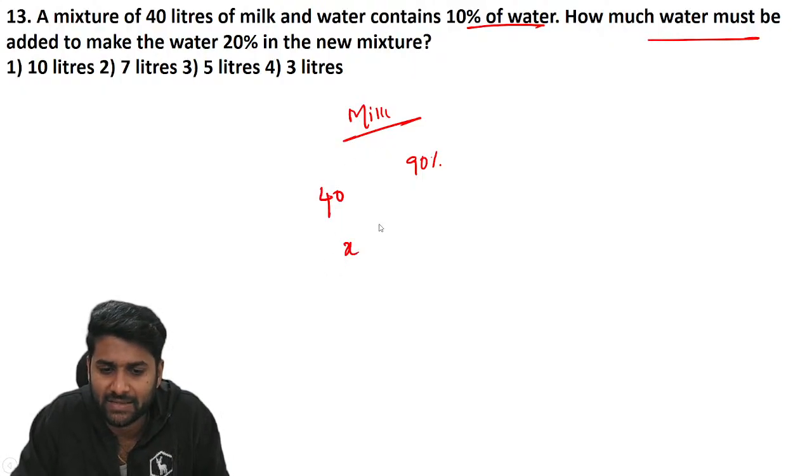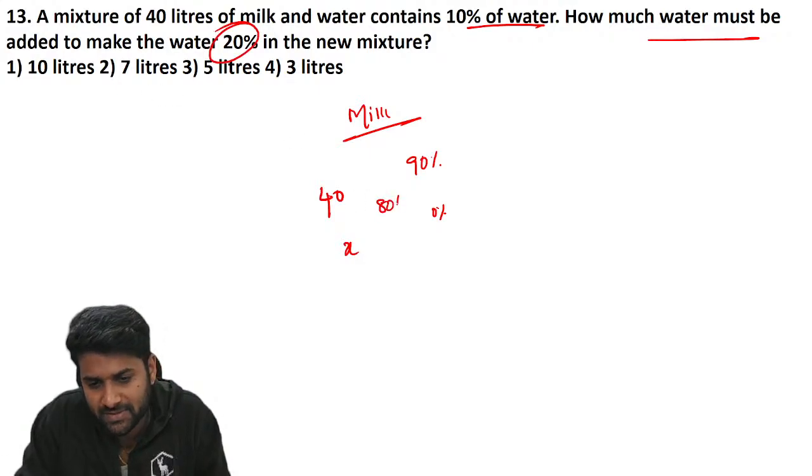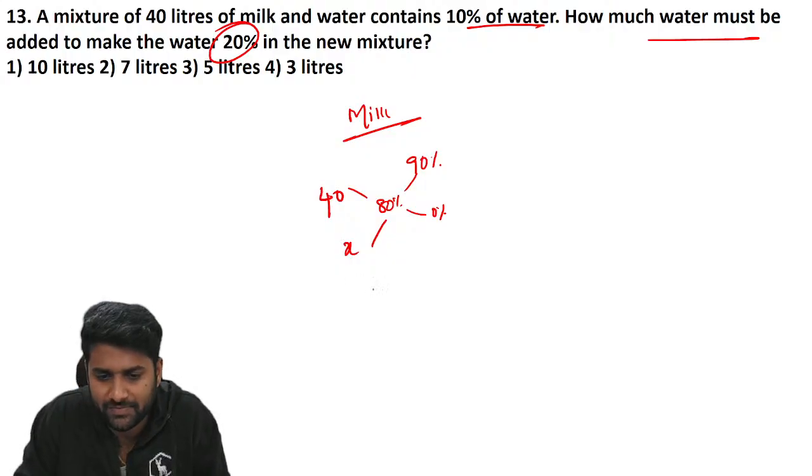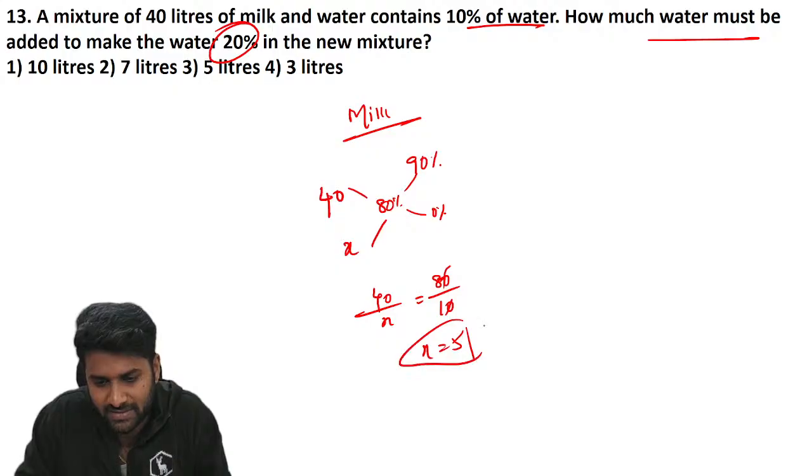x liters we add. In that water there is no milk, so definitely consider it as 0. And final water is 20%. If final water is 20%, then the final milk must be 80. We have to take only one values. So 40 by x is equal to 80 minus higher value minus lower value. 80 divided by 10, 0, 0 cancel, then x is equal to 5 liters.